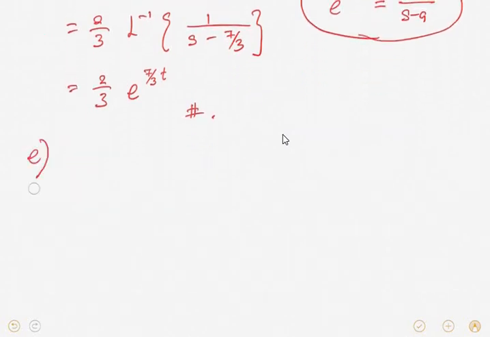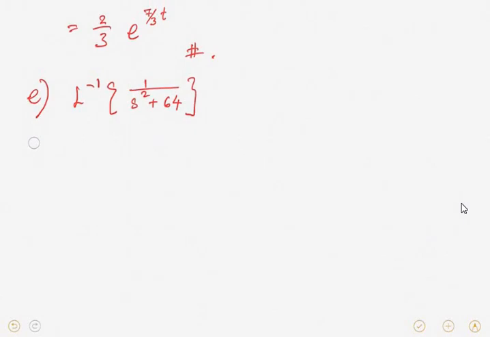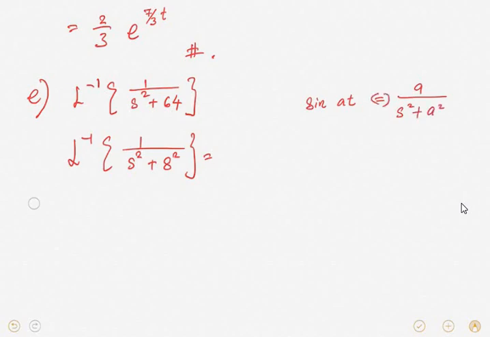Another example: inverse Laplace transform of 1 over s squared plus 64. If you look at this question, it is an inverse transform of 1 over s squared plus 64. The square root of 64 is 8. So we can write it in this way: s squared plus 8 squared. Now let's check the table of Laplace transform. The sine at is equivalent to a over s squared plus a squared. If you have cos at, you get s over s squared plus a squared.